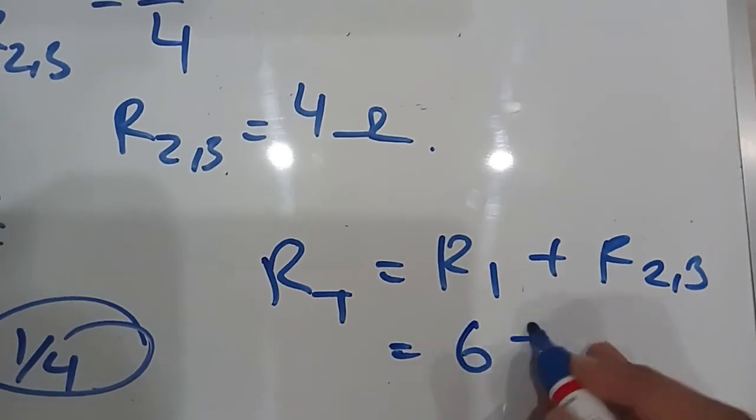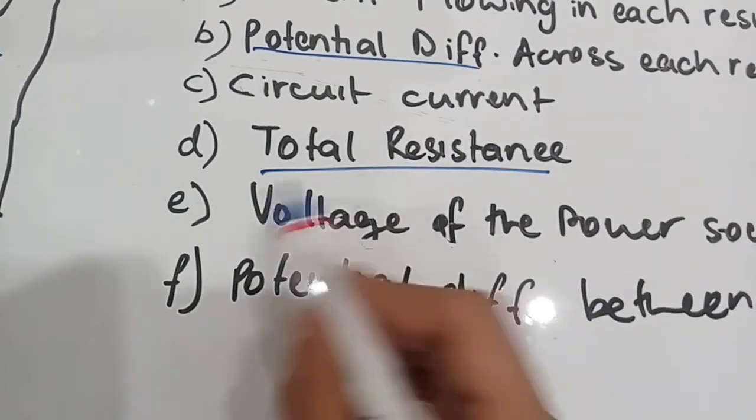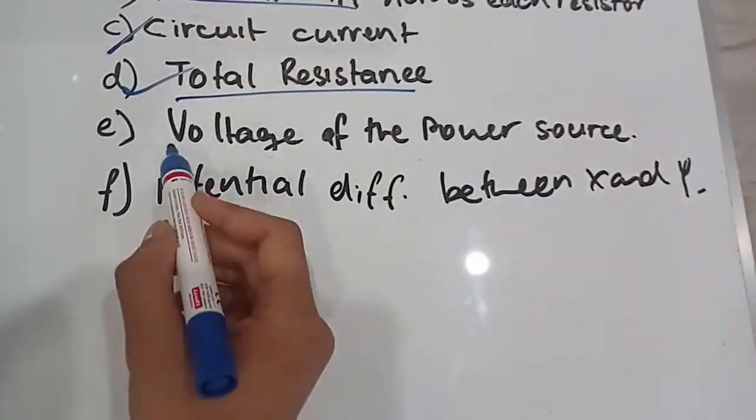So that's 6 plus 4, which is 10 ohms. So the answer to this is 10 ohms. Done. Now, next question. Okay, so now what's the voltage of the power source?